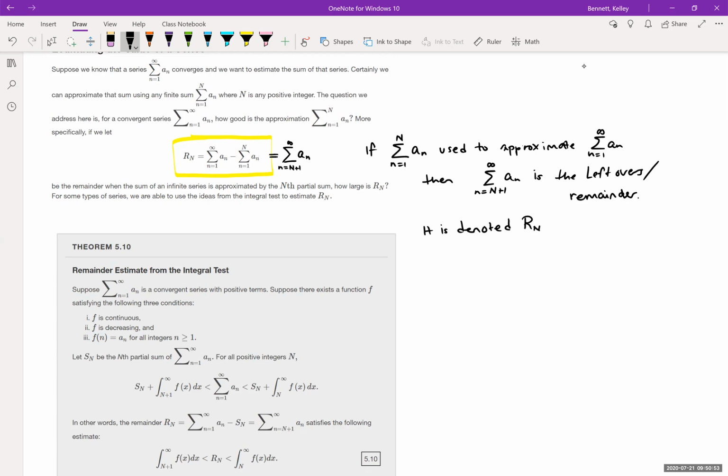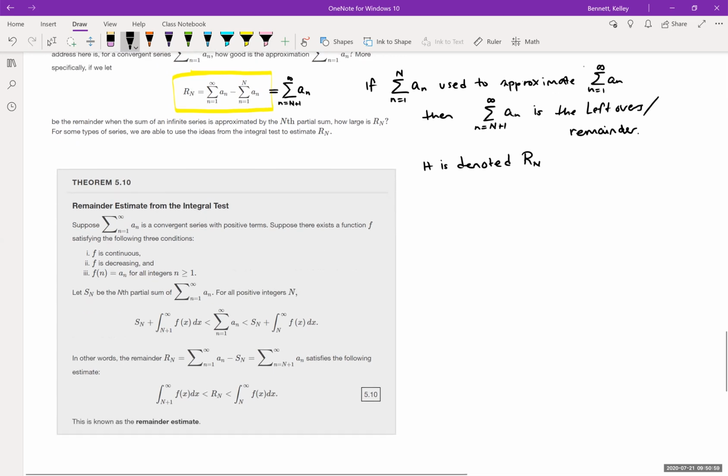So now that we have an idea of what the remainder is, Theorem 5.10 is going to show us how to estimate the remainder. Again, for the series a sub n, we are using convergent series, otherwise the series itself will not converge and it's not really useful. So you get your f, right? It matches the series, it's decreasing, it's continuous.